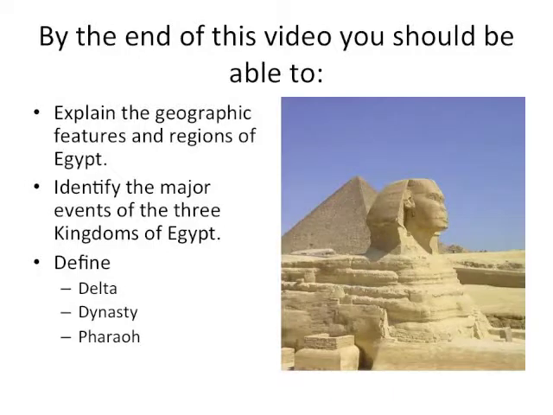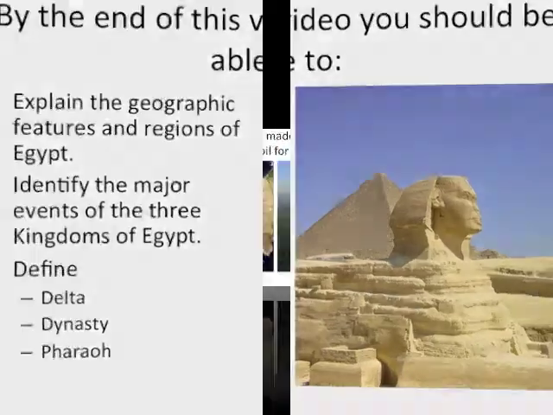By the end of this video, you should be able to explain the geographic features and regions of Egypt, identify the major events of the three kingdoms of Egypt, including what led to their decline, and define the terms delta, dynasty, and pharaoh. Make sure you take good notes.